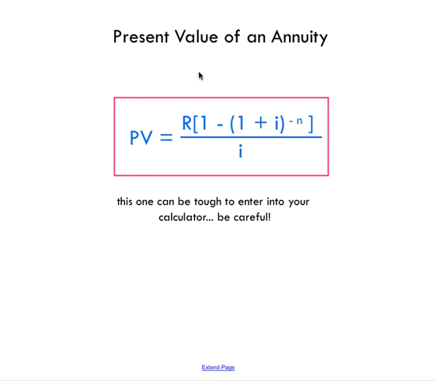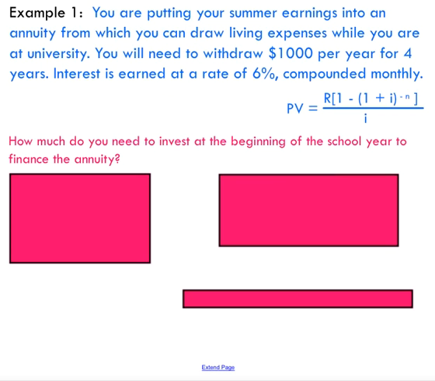I'm not going to go over the derivation for this one in this video, just to make it nice and concise. I do caution that this one is kind of a monster when it comes to inputting into your calculator, so just be careful, make sure you're comfortable with your calculator. So PV refers to the present value, R, as usual for annuities, is your regular withdrawal or regular payment, I is your interest rate, and N is the number of compounding periods. So that's our new formula.